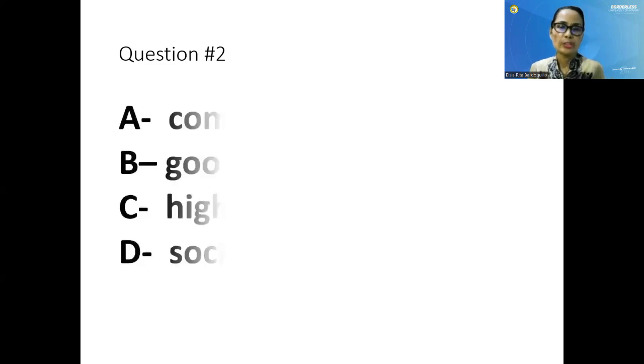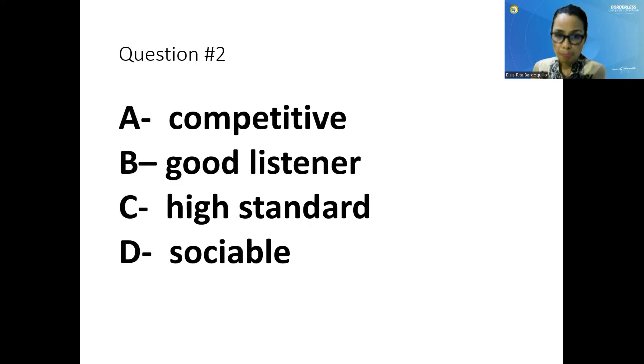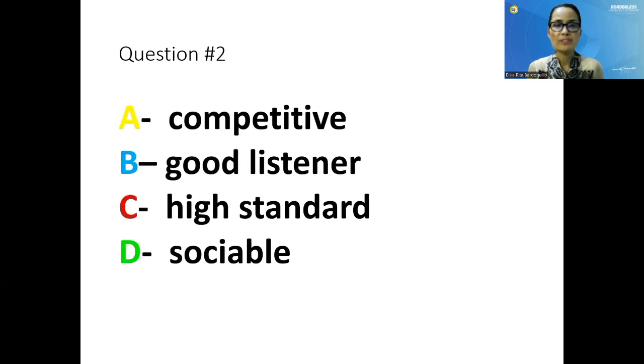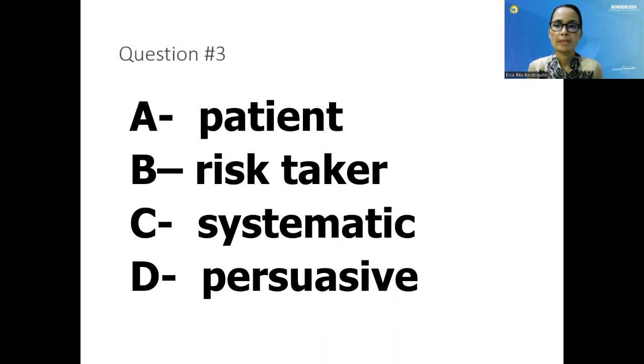For question number 2, you have A, competitive, B, good listener, C, high standard, D, sociable. If your answer is A, it is yellow, B is blue, C is red, D is green. Okay?